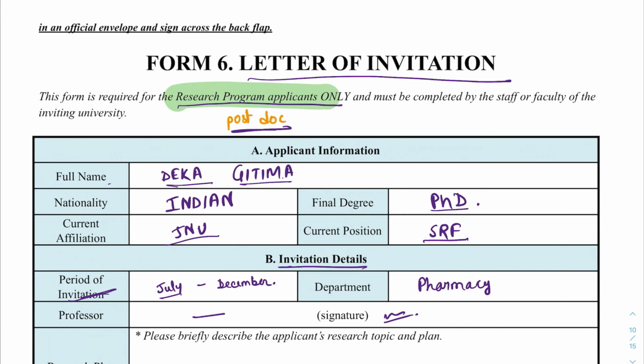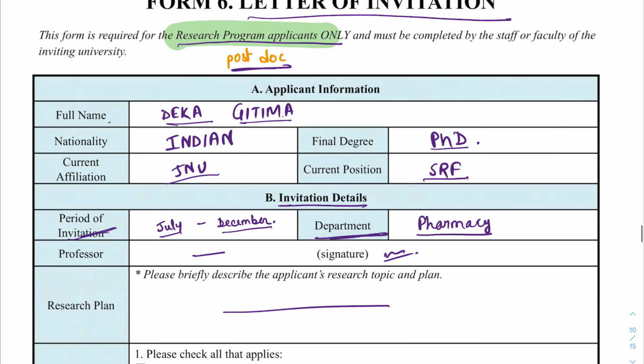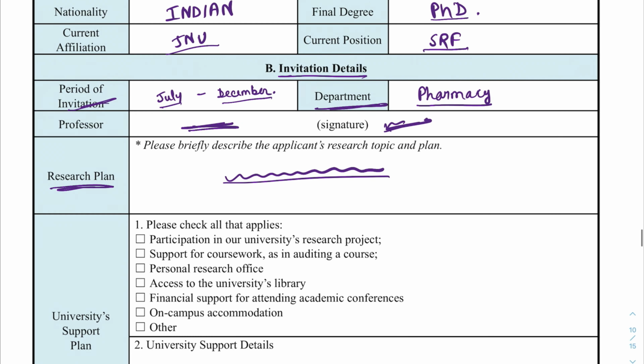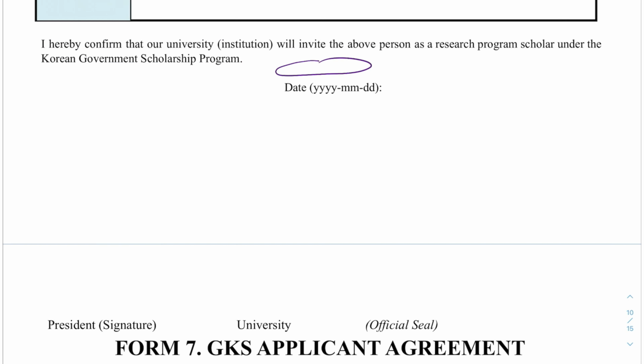So the period of invitation is from July to December. How much is your tenure? You can fill it up, and your department, suppose pharmacy, and the professor's name and his signature here. Then the research plan, you have to write briefly about this part, and then the university support plan, where they will support you, you will know better, so you can select any of these. You have to mention the date and the president's signature, university and official seal.